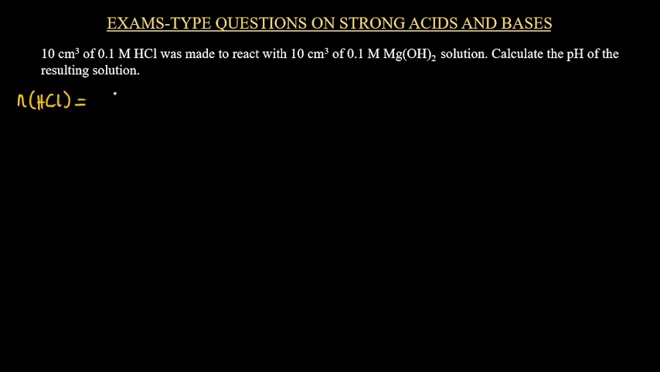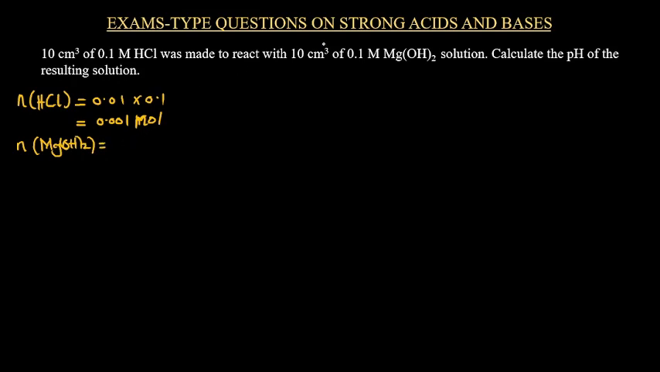The mole is going to be the volume of HCl, which is 10 cm cube. 10 cm cube to dm cube is 0.01, okay, times the concentration, which is 0.1 molar. So the mole is going to be 0.001 mole. Okay, that's the mole of HCl. Now let's try to find the mole of magnesium hydroxide too.